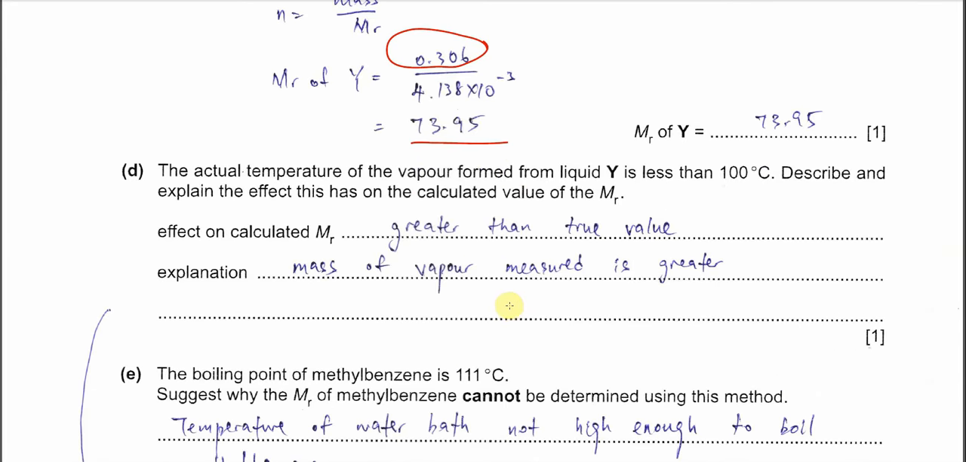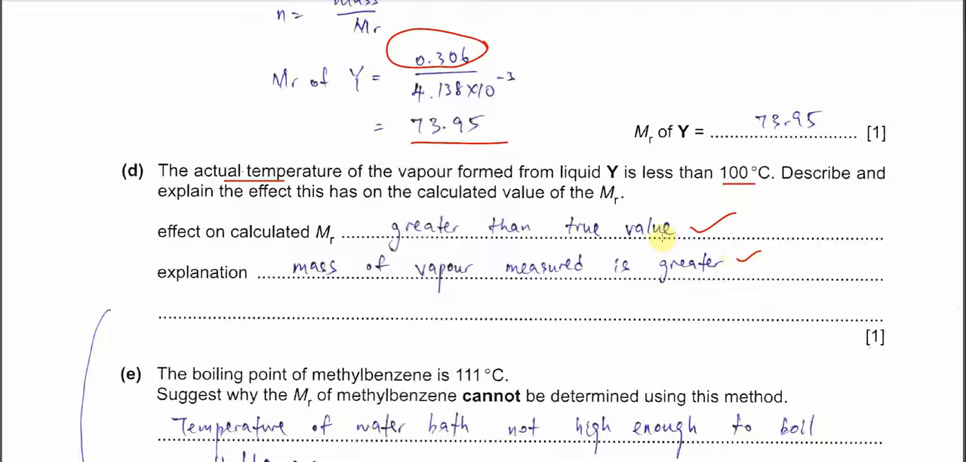Okay, so now this one is part D. This is quite a confusing one. I think many of you might not really know what the meaning of this is in the mark scheme. The actual temperature of the vapor formed from the liquid Y is less than 100. So in a simple way, the actual temperature now is lower, lesser than 100. Describe and explain the effects of this temperature on the calculated molar mass. Okay, this is the answer given in the mark scheme.